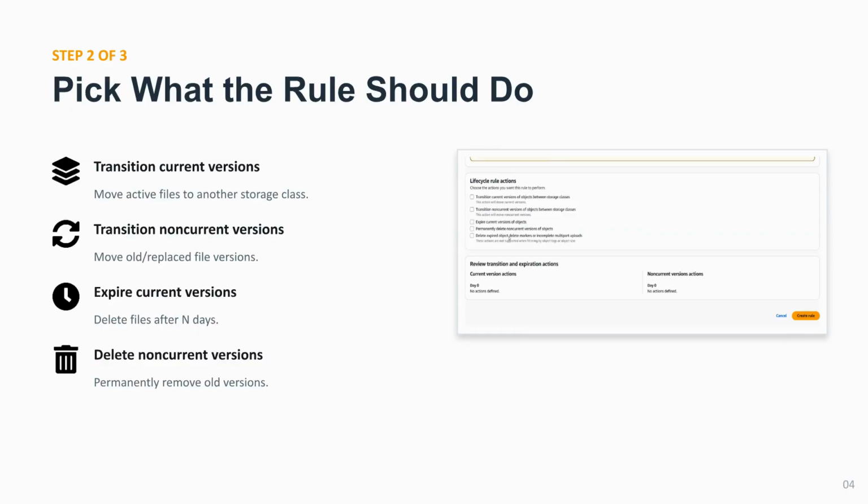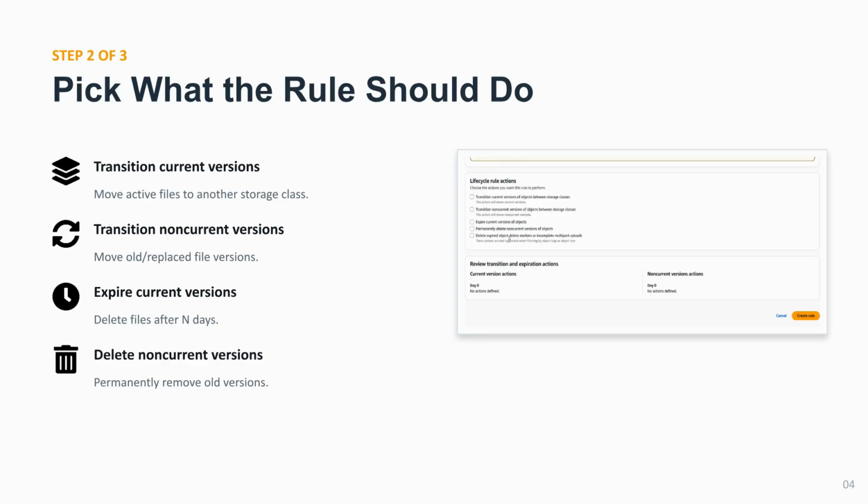After selecting the scope, the next step is choosing the action. S3 gives us multiple lifecycle actions. The first action is transition current versions. This means the active file is moved to another storage class, like Standard-IA or Glacier. The second action is transition non-current versions, which is useful when versioning is enabled. If a file is replaced, the older version can be moved to cheaper storage.